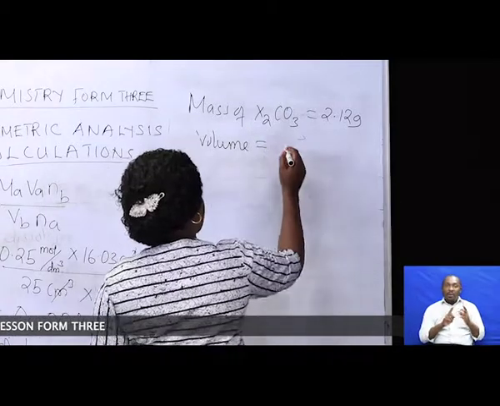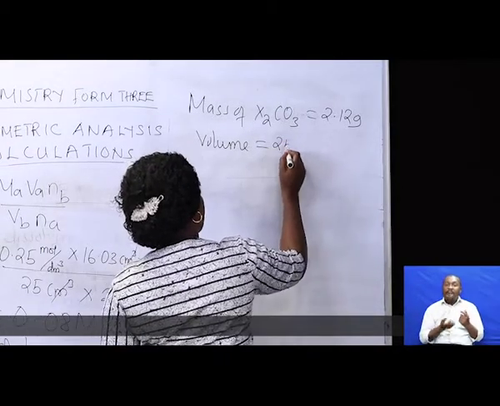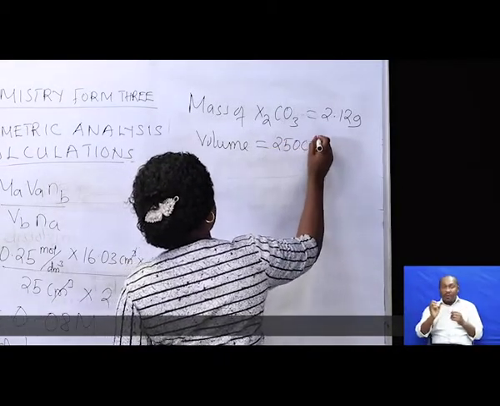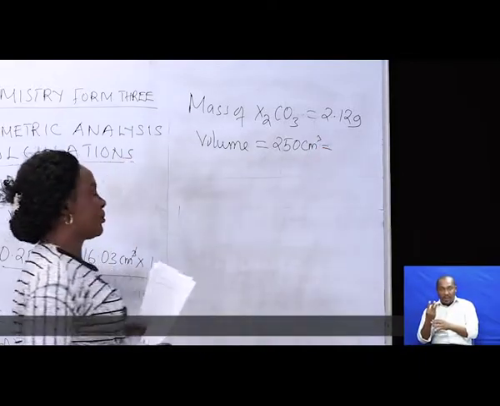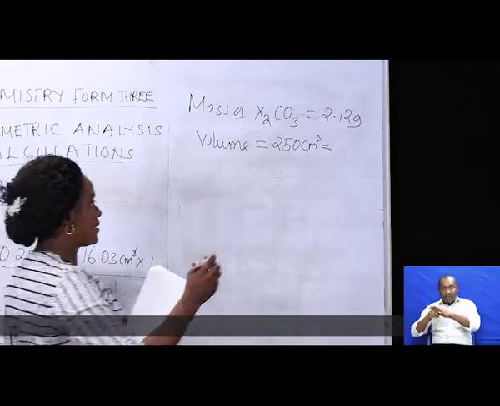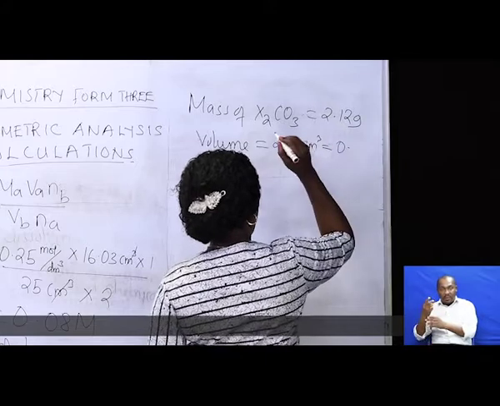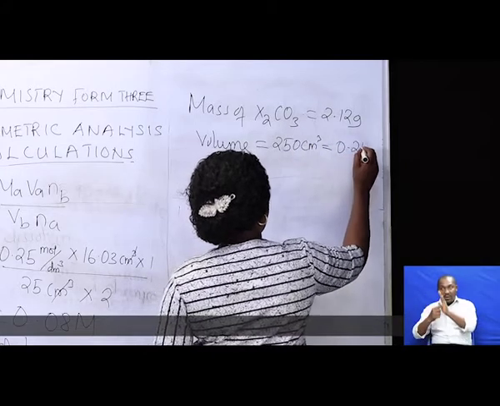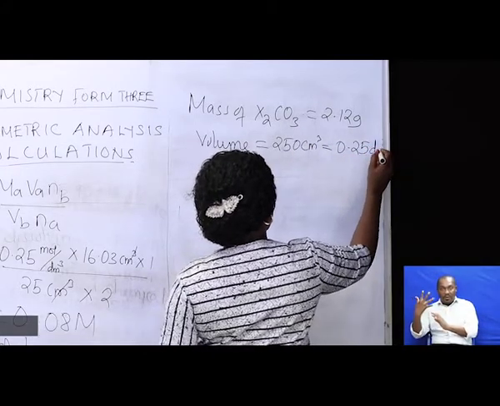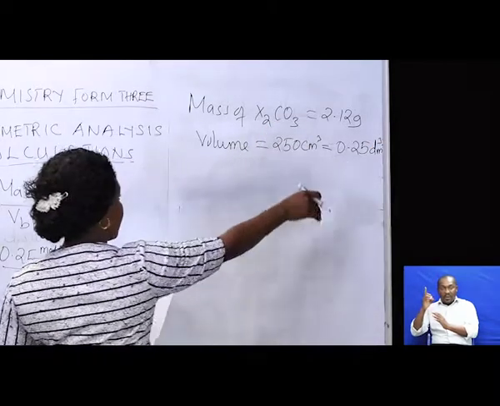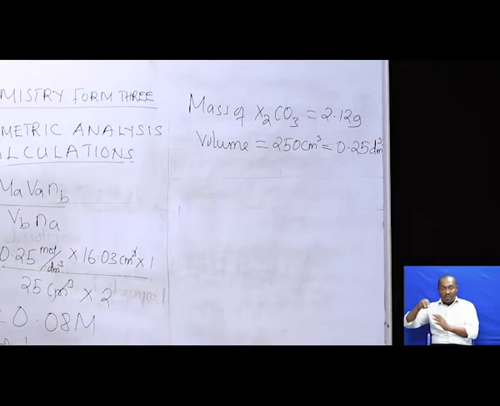It was how much? 250 cubic centimeter. Convert it into cubic decimeter. If you convert, it will be 0.25 cubic decimeter. Why do we need this? We need to find the concentration of metal carbonate.